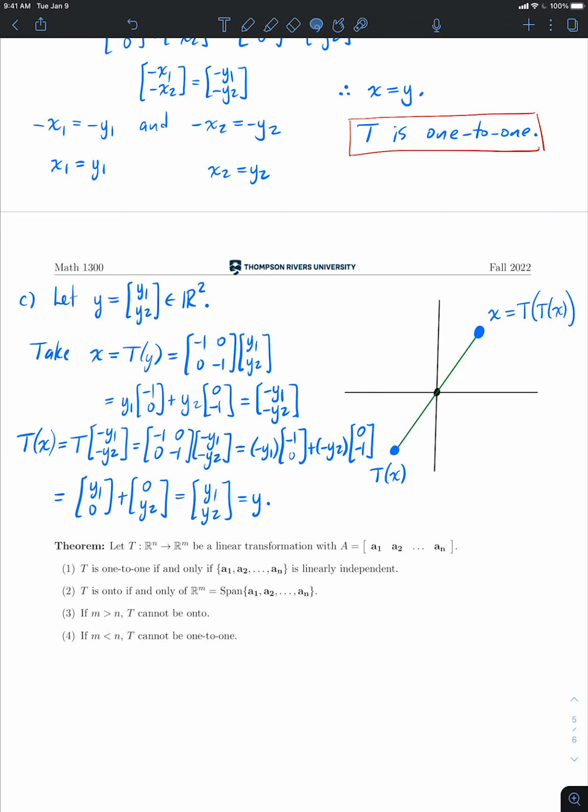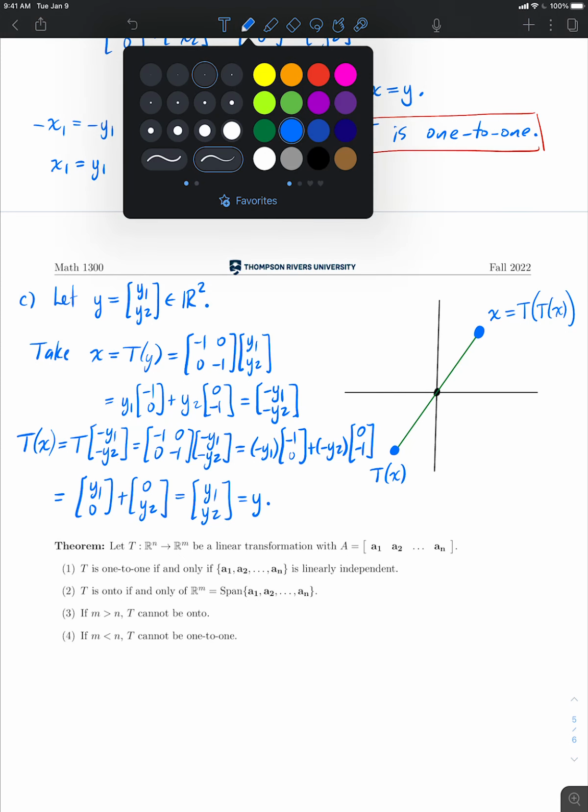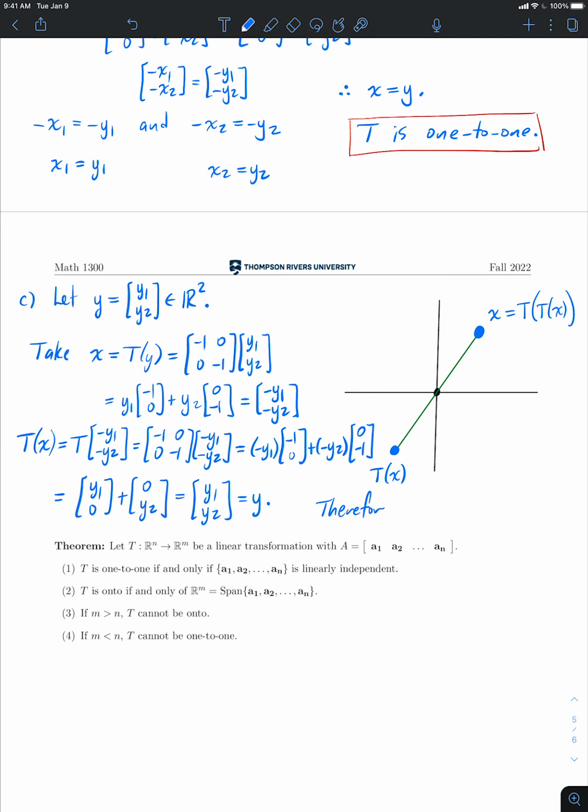So, back through the main idea. We started with a particular vector y in our codomain, which is R2, and we were able to construct a vector x that, when you plug it into T, gives y as a result. That's what these calculations show. In other words, every vector in R2 shows up as an output vector from the function T. So, therefore, T is onto.